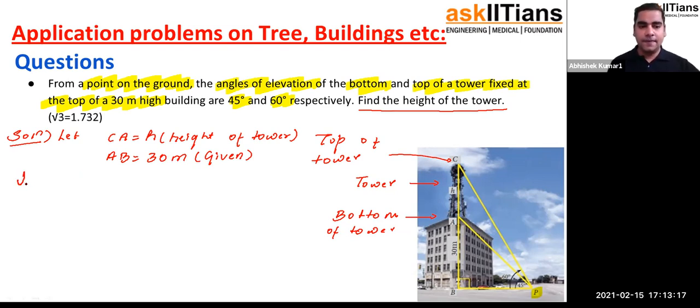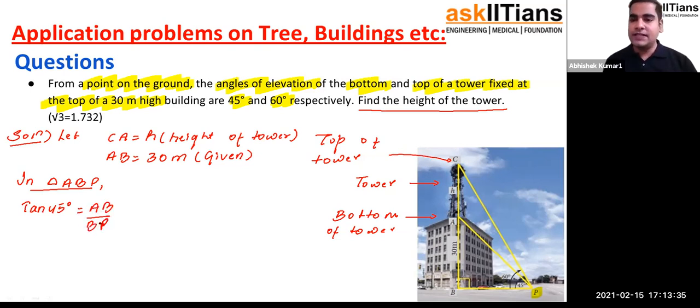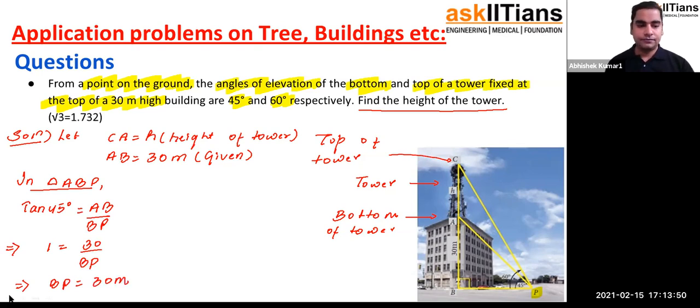So if I consider the triangle ABP, the smaller right triangle that we have, if I calculate tan of 45 degrees, what will I get? We know that tan theta is given by perpendicular upon base. So tan 45 degrees is going to give me AB upon BP, because AB represents the perpendicular, BP represents the base. Tan 45, we all know that's 1. AB is given to be 30. BP we don't know, so the value of BP we can certainly calculate from here. So what will be BP? BP is going to be 30 meters. Understood? This is the distance of the observer from the base of the building, right?